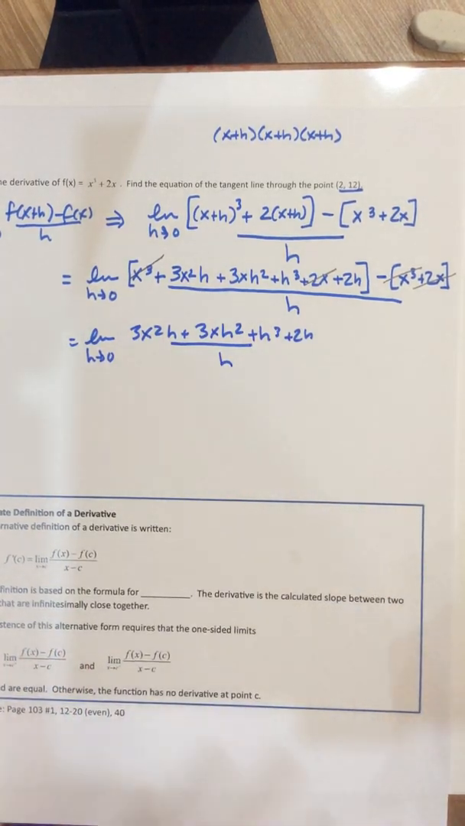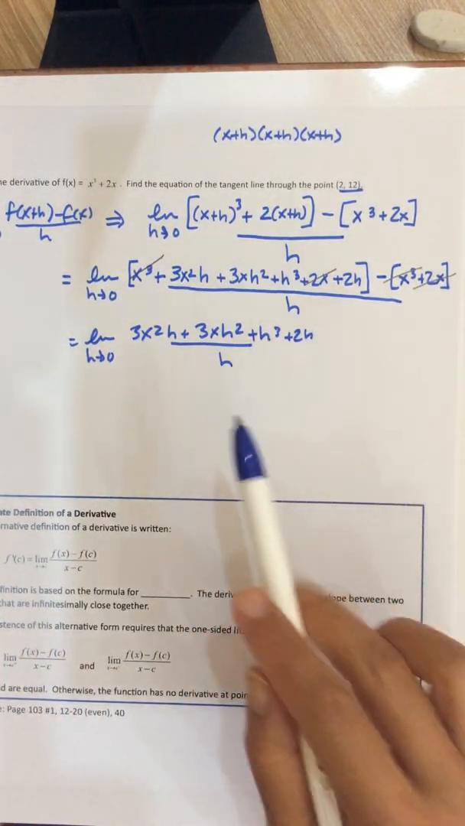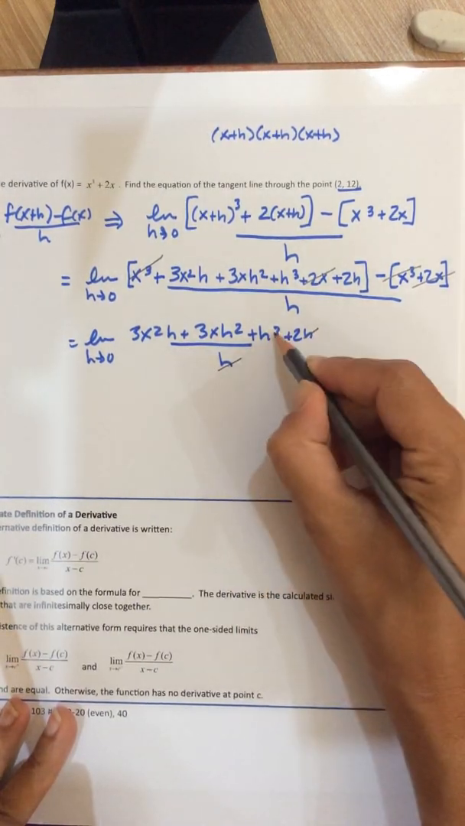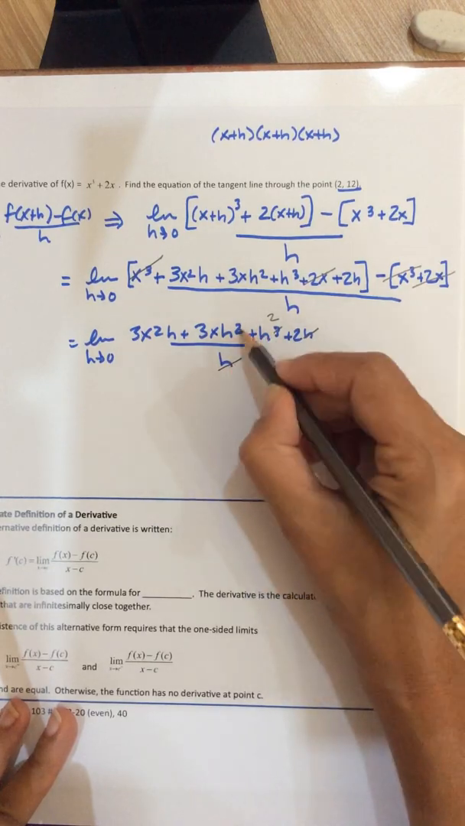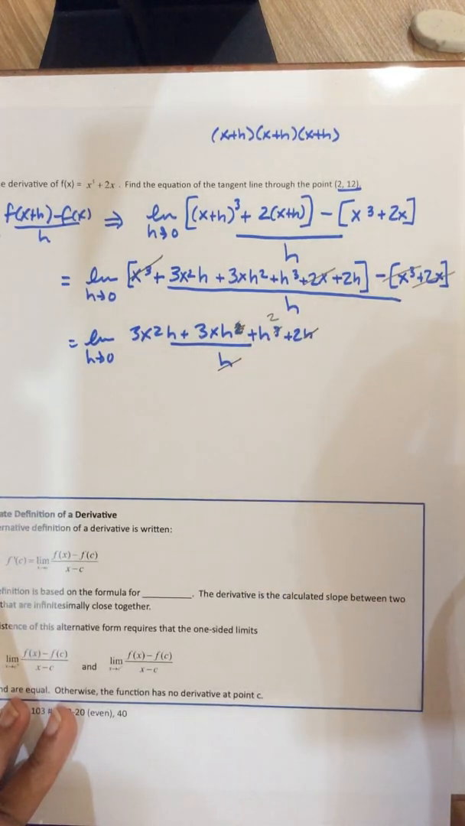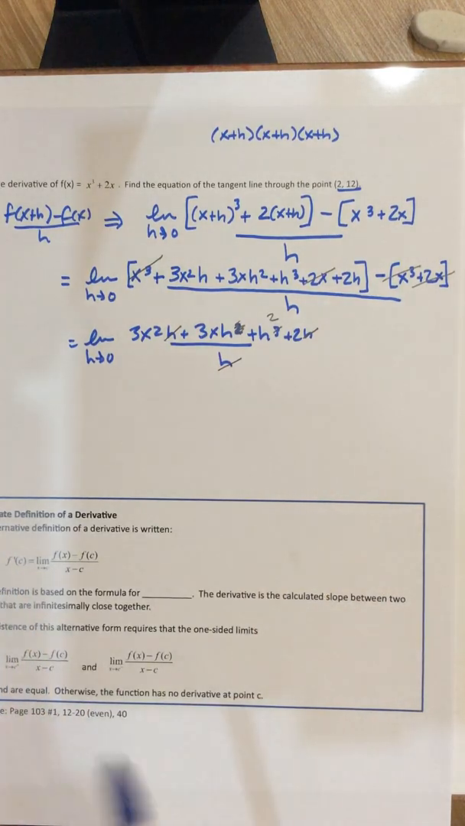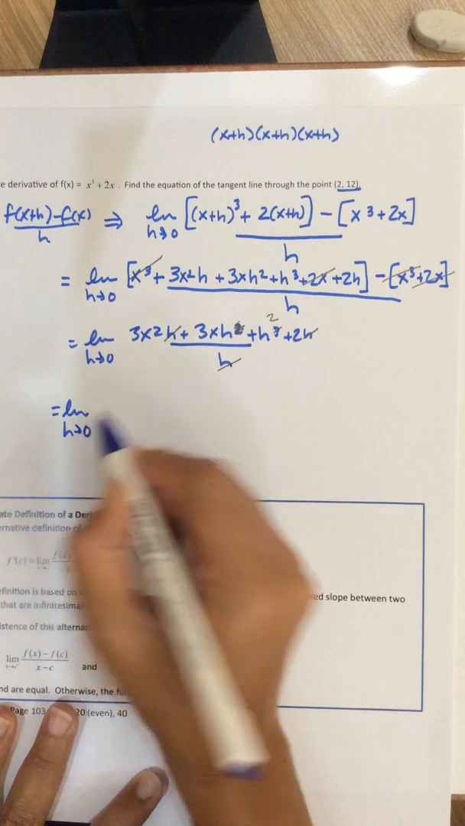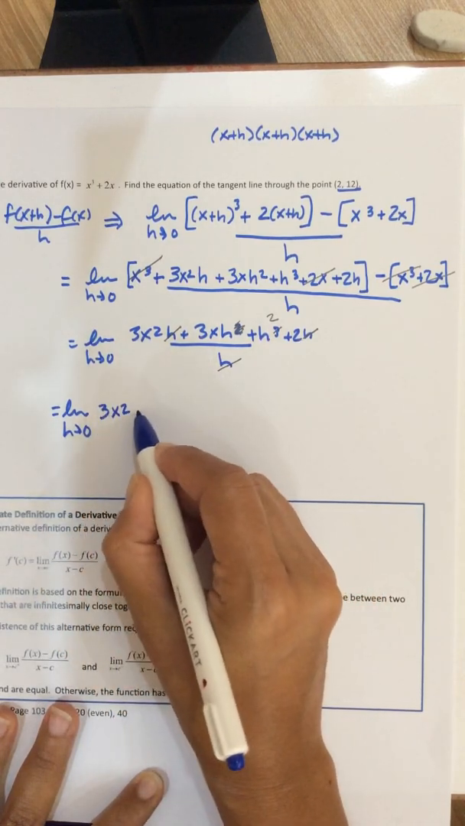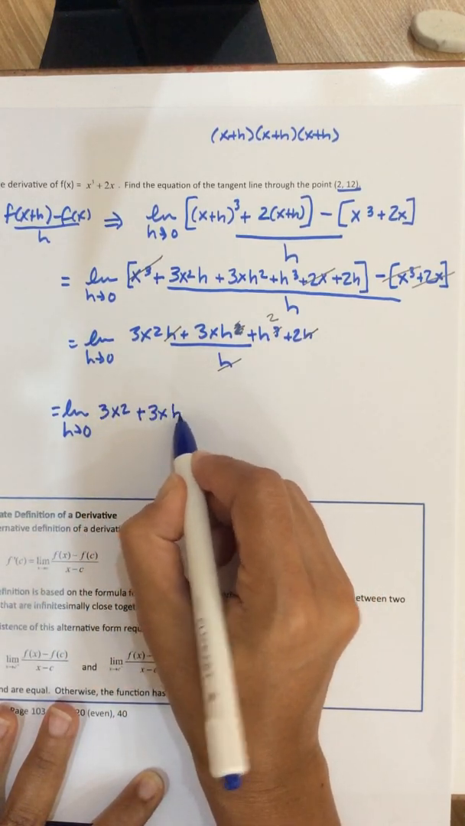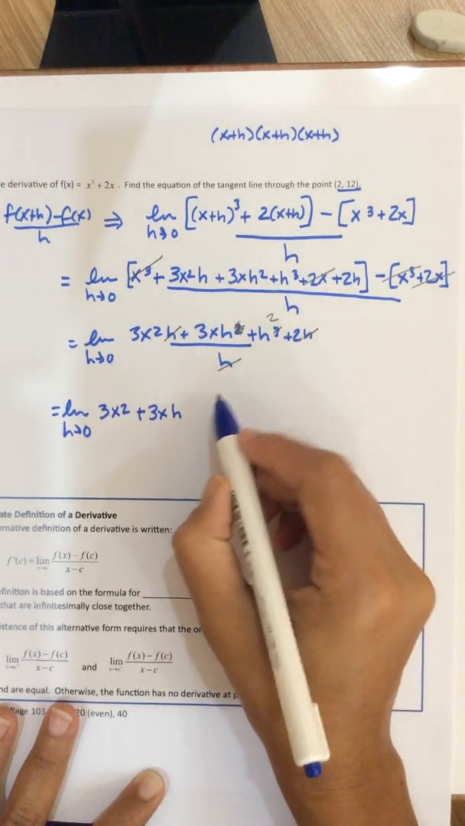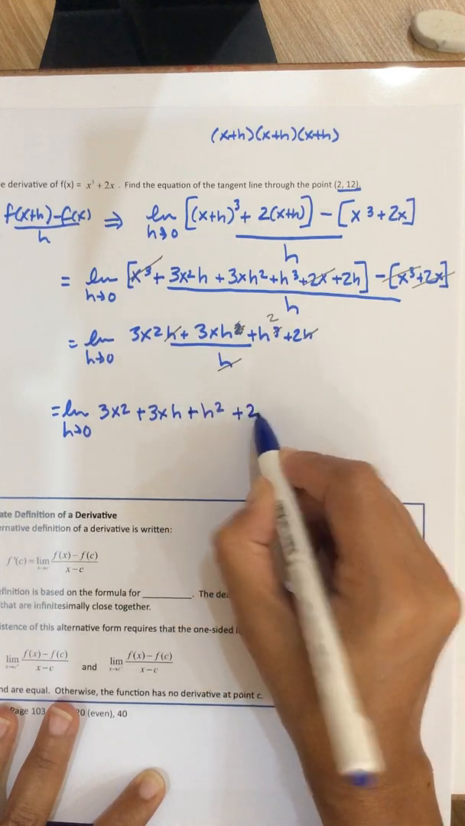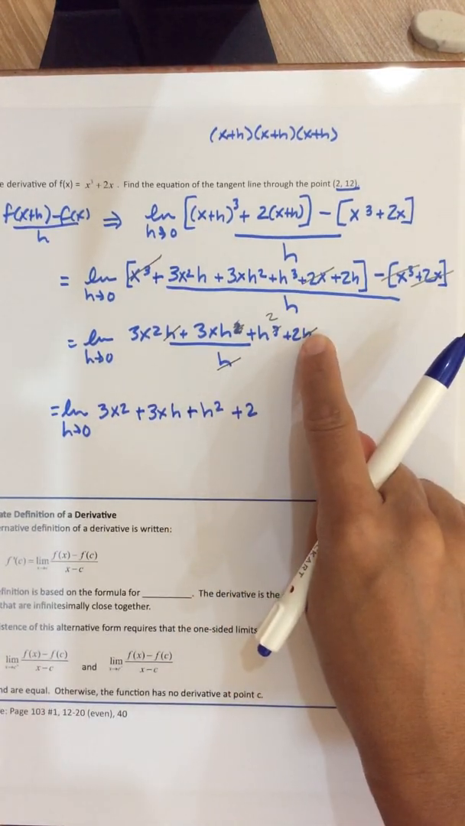Okay, so now hopefully you can see I have an h in every term and I have an h in the denominator, so I can start crossing these out. This h cancels with that h. This h turns this into an h squared. This h makes this just a regular old h, no exponent. This h cancels out with that h. So now, if I rewrite, this is the limit as h goes to 0 of 3x squared plus 3xh plus h squared plus 2, right? So that's what I'm left with.